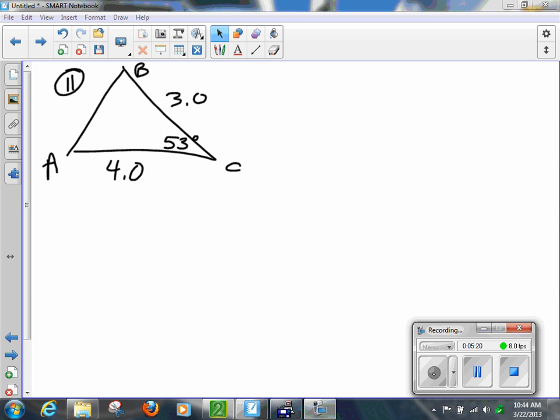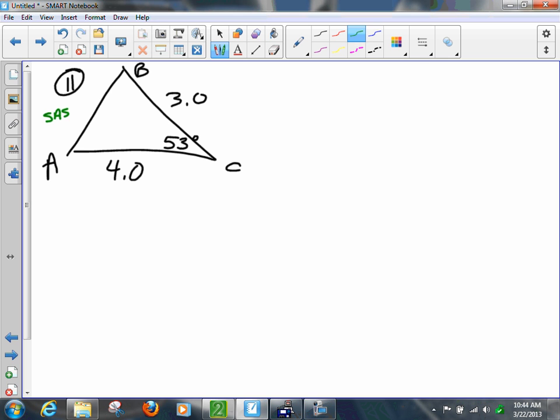Given. Okay? For number 11, 4.0 and 3.0, as soon as I draw my picture, what am I going to do? I'm going to come over here on the side, and I'm going to go, what is this? Side angle side, right? And I'm going to tell you why you need to do this. I'm going to give you a worksheet that you're going to work on through the weekend. Yep, you're going to have homework.